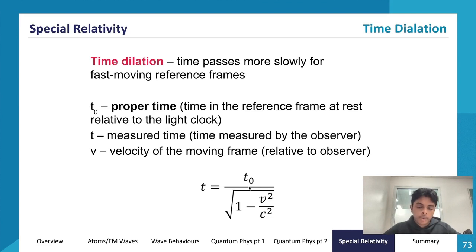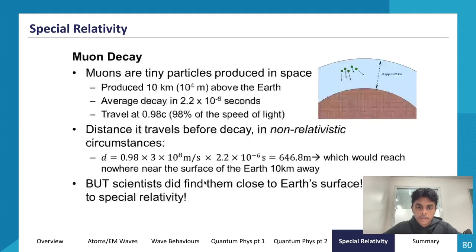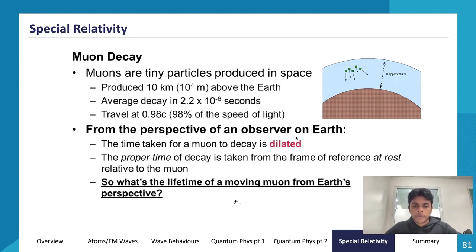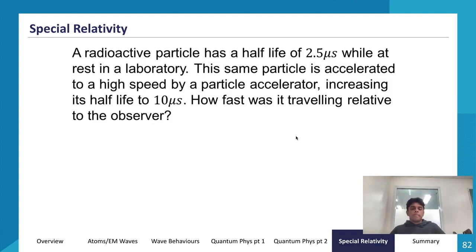So measured time t is equal to T naught divided by root 1 minus (0.98 c) squared over c squared, and then we would use that measured time t to multiply it by this value, and after doing that we would get an answer much greater than 646.8 meters. It would be a lot greater because we'd find them close to Earth's surface. So yeah. Now a couple questions about special relativity as well.